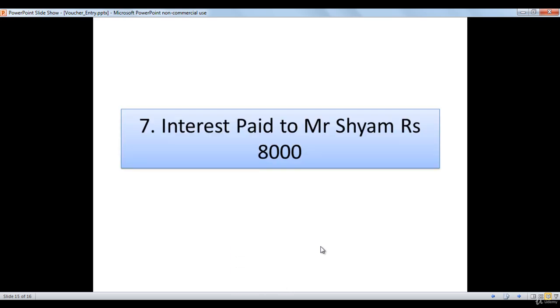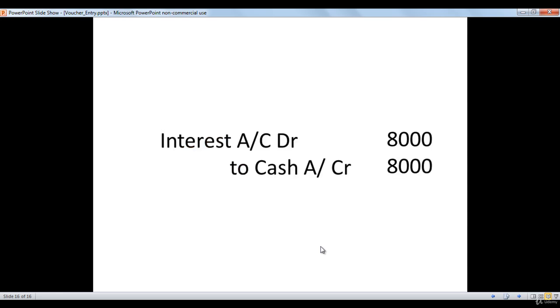Now the final statement is interest paid to Mr. Shyam rupees 8,000. Here interest has been paid, so this means this is an expense. Now here it has not been mentioned whether it is paid in cash format or whether it has been paid in check format. So if it is not mentioned, by default it is a cash transaction. So the entry is going to be, because interest is an expense, so it falls under debit. So the entry is going to be interest account debit to cash account credit.